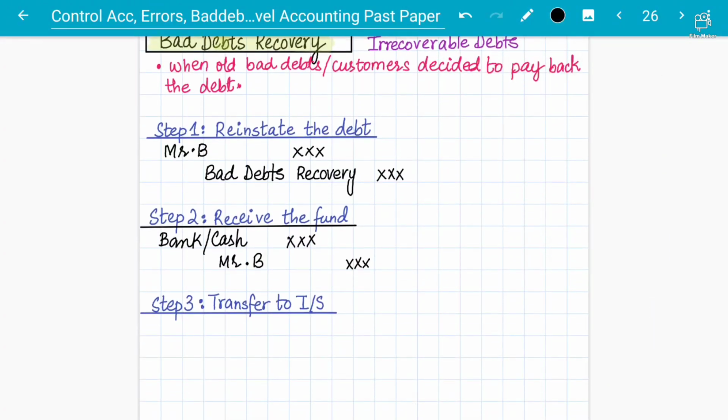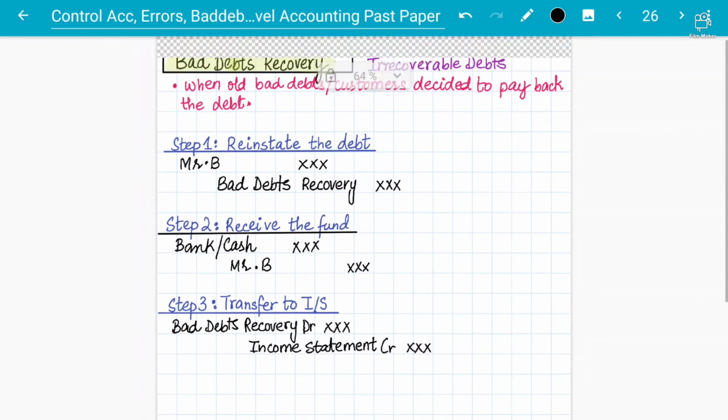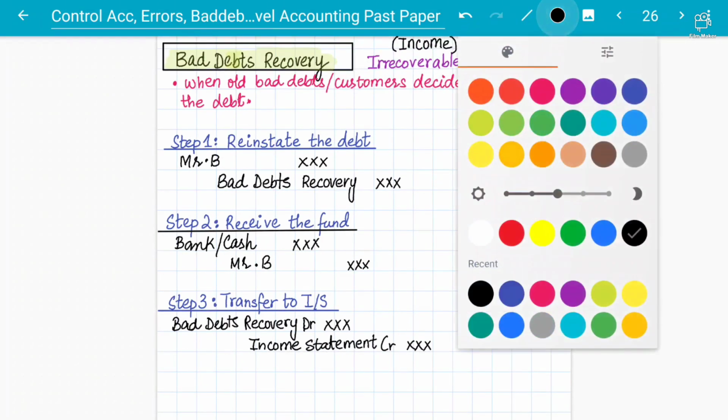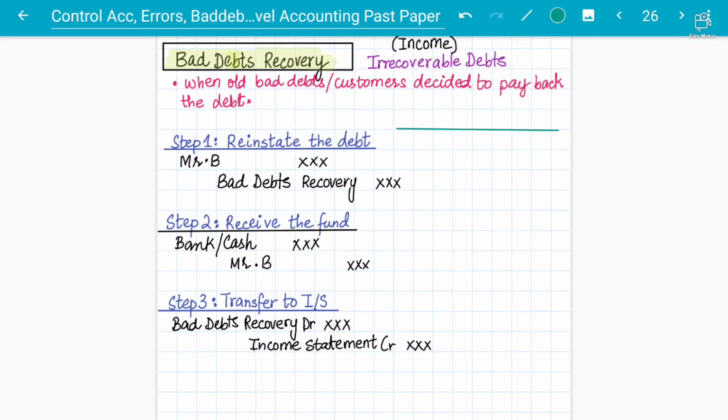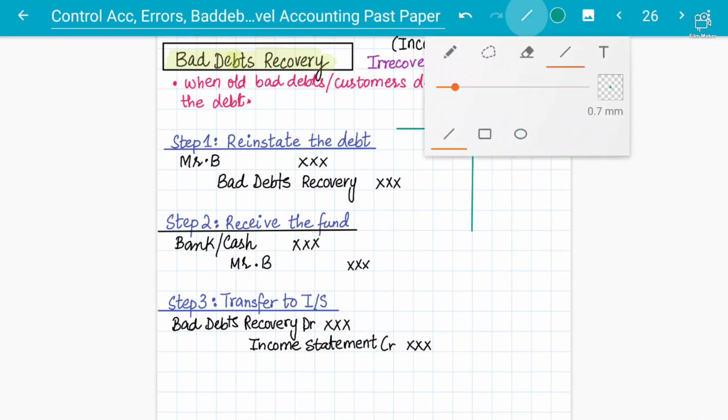So because this time it becomes an income, you say that the bad debts recovery account will be debited, and the income statement, because it is an income now, will be credited. So income statement will be credited now. This will be the journal entry: bad debts recovery account debit and income statement account credited. And if you want to look at a representation in the T account, that's also very simple. It's going to be just the opposite of that.